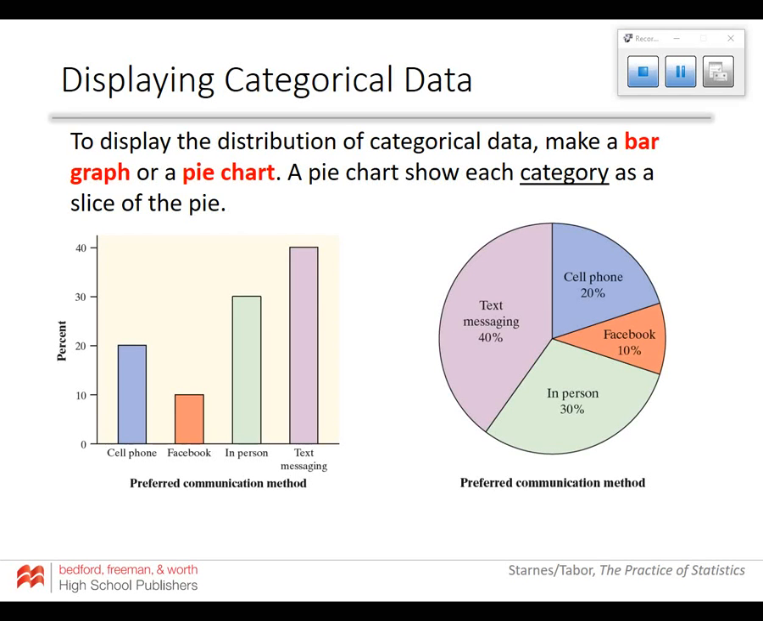Are we okay on this? Let me give you a minute to copy. Are we there? And I've been saying scale, but I really meant key. You can make a key that says purple is text messaging, cell phone is that color, and so on, if you didn't want to write in it. All right.